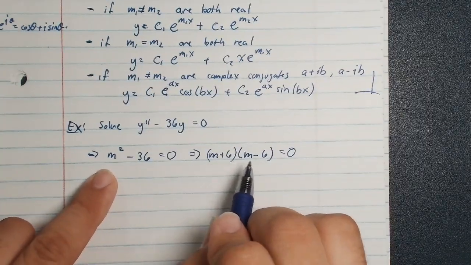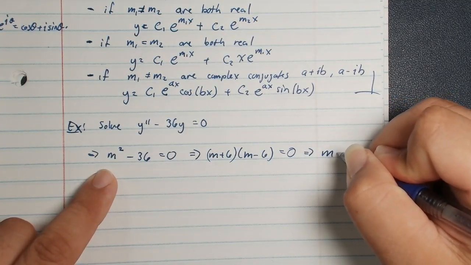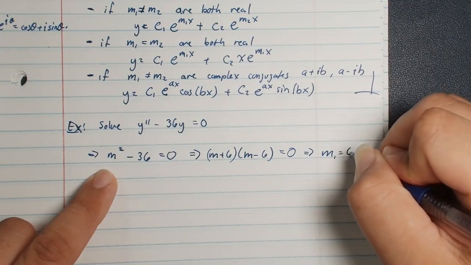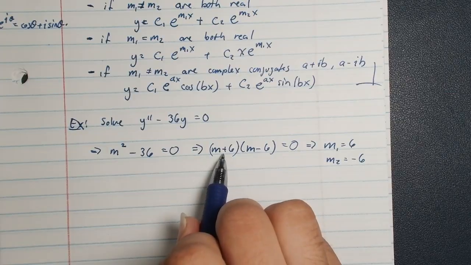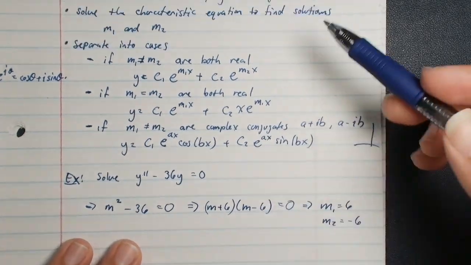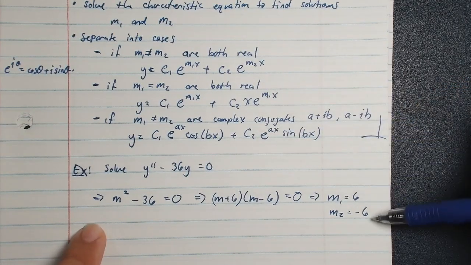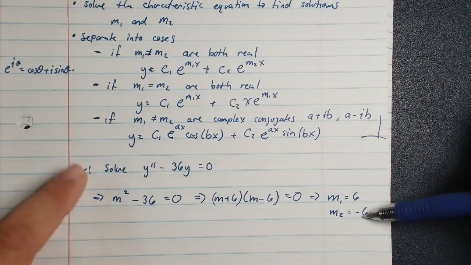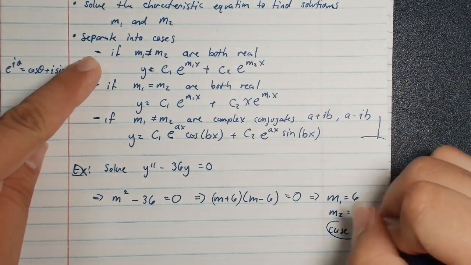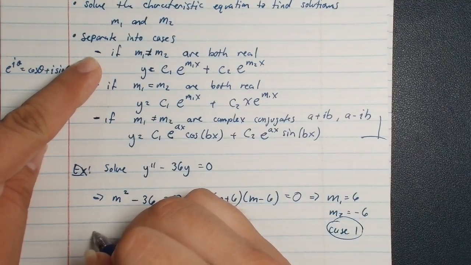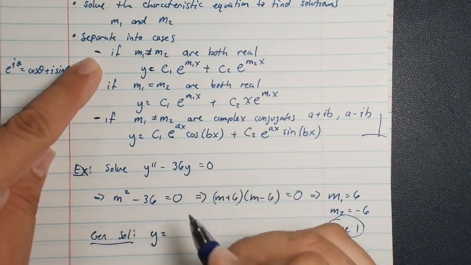So I get m plus 6 times m minus 6 equals 0, which gives me two solutions, m1 equals 6 and m2 equals minus 6. All right, positive 6 and negative 6. Okay, so I have two solutions, so I'm done with step number 2. Step number 3, I just have to figure out what case this falls into. Well, they're both real numbers, but they're not the same. So that's case number 1. And I'm done. My general solution is going to be y equals C1.